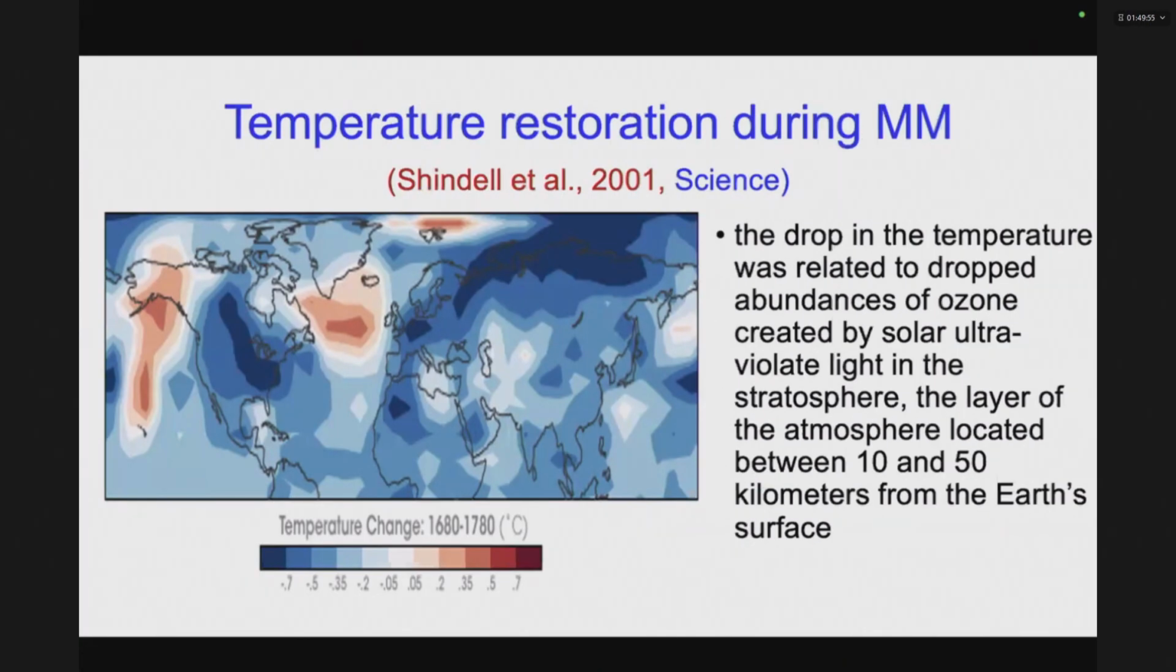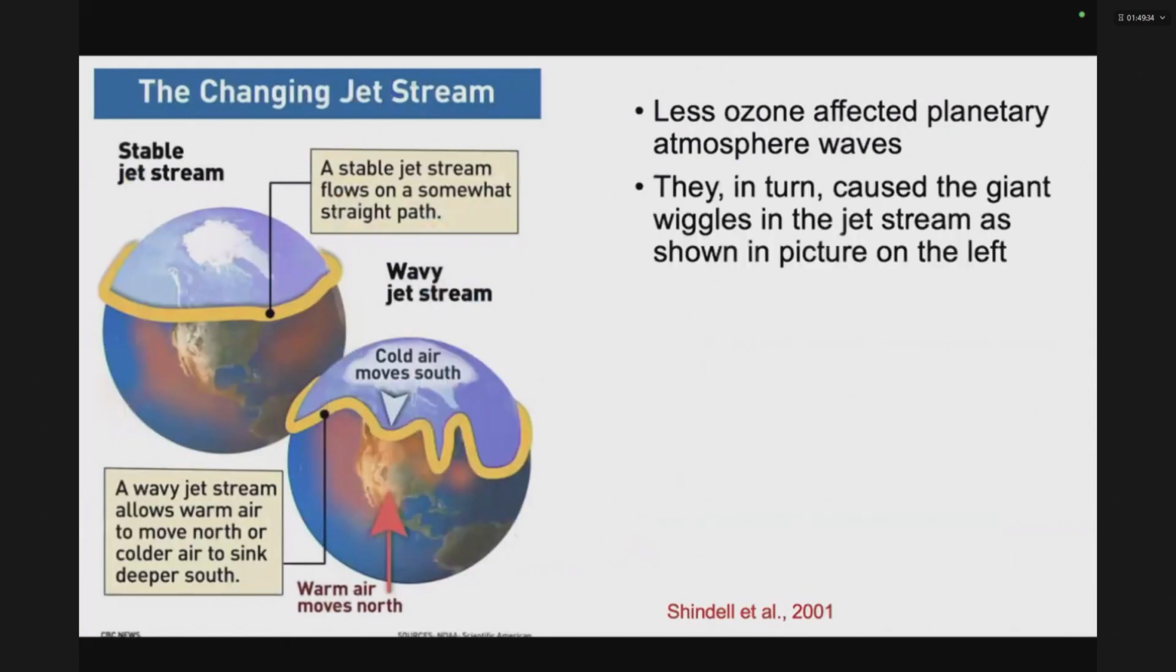Why did this happen? Schindell calculated that the drop of temperature was related to a drop in the abundance of ozone created by solar ultraviolet light in the stratosphere. Because solar radiation was reduced by 3 watts per square meter, this reduction of the ozone actually affected planetary atmospheric waves. So when ozone is at the standard level, on the left-hand side, this globe shows the stable jet stream flowing in a somewhat straight path. And this is why we have a nice jet stream, Gulf Stream and others.